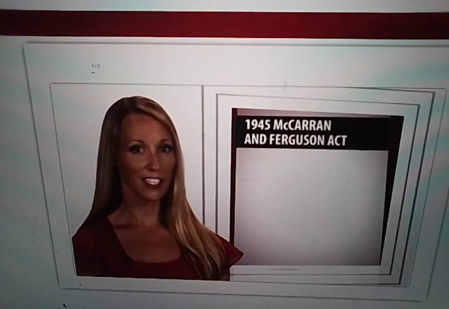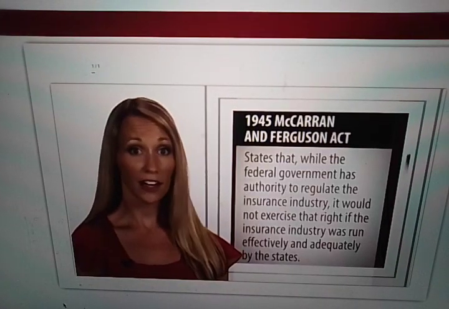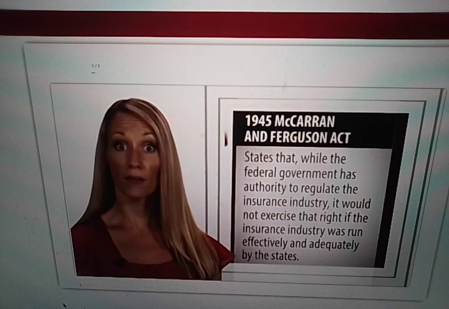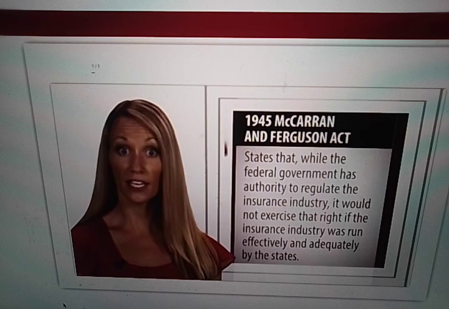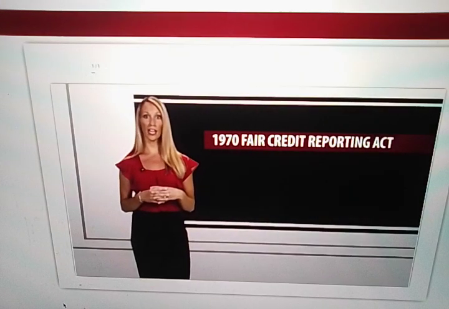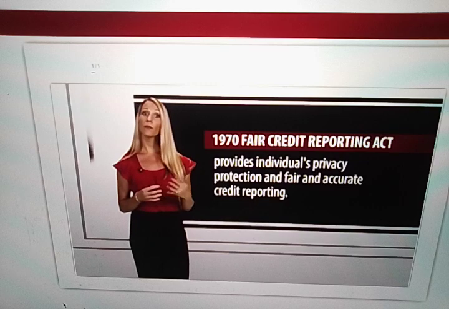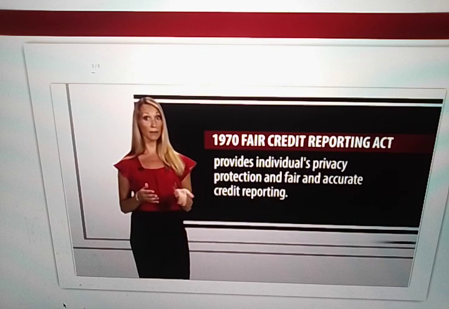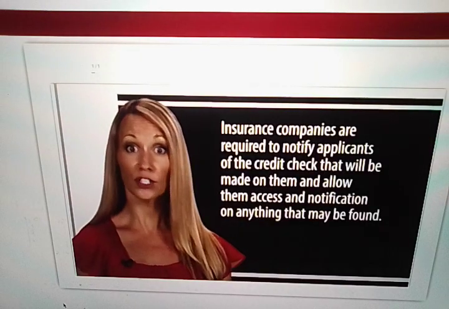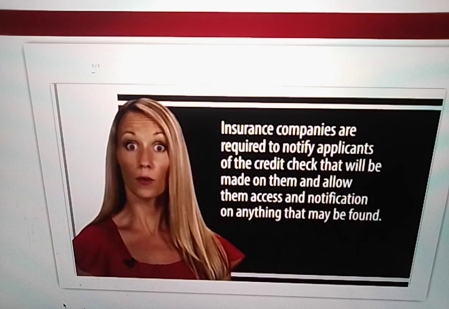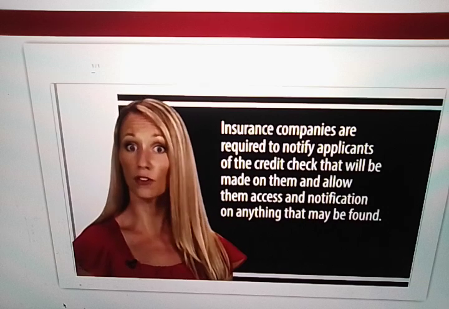History of insurance regulation. 1945 McCarran-Ferguson Act states that while the government has authority to regulate the insurance industry, it would not exercise that right if the insurance industry was run effectively and adequately by the states. 1970 Fair Credit Reporting Act. The 1970 Fair Credit Reporting Act provides individuals privacy, protection, and fair and accurate credit reporting. Insurance companies are required to notify applicants of the credit check that will be made on them and allow them access and notification on anything that may be found.